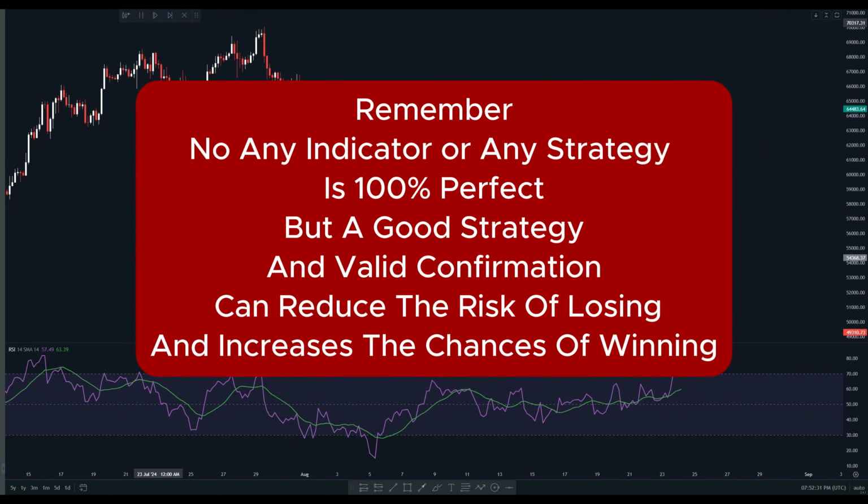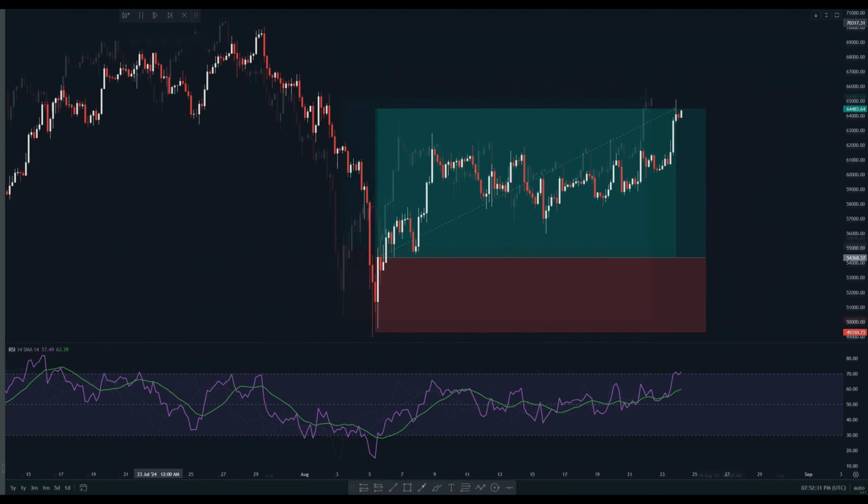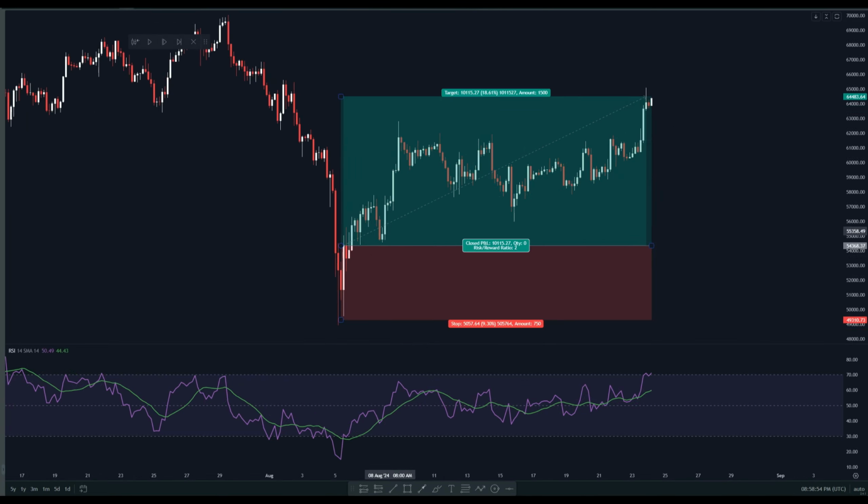But remember, no indicator or any strategy is 100% perfect, but a good strategy and valid confirmation can reduce the risk of losing and increase the chance of winning. After this winning trade, now look at the RSI. It is at the 70 level. So we might get the short signal here. Let's wait for some price action.